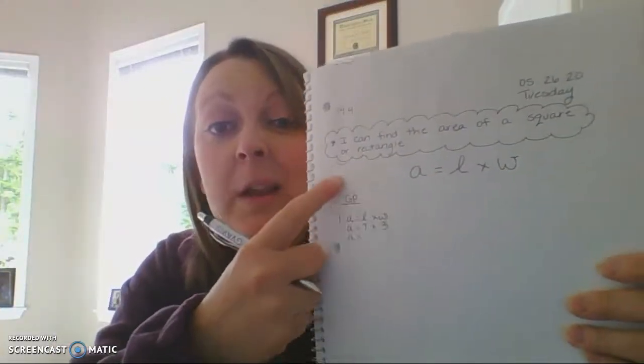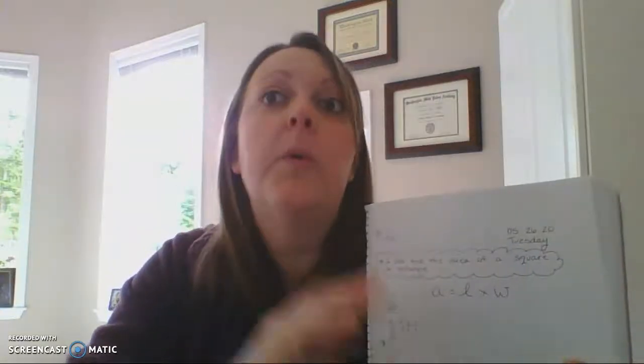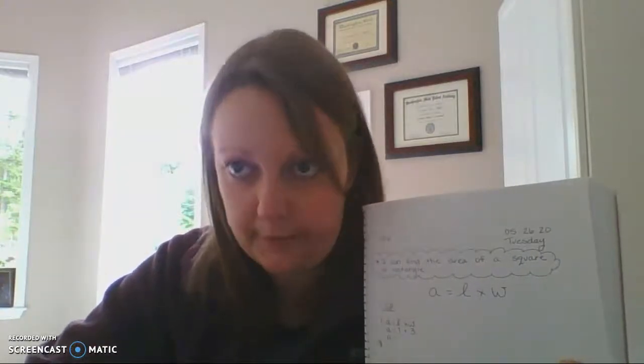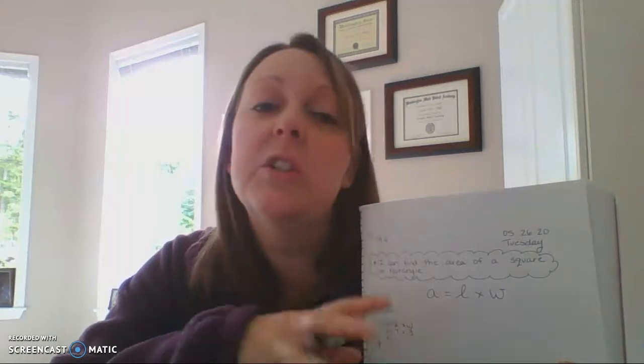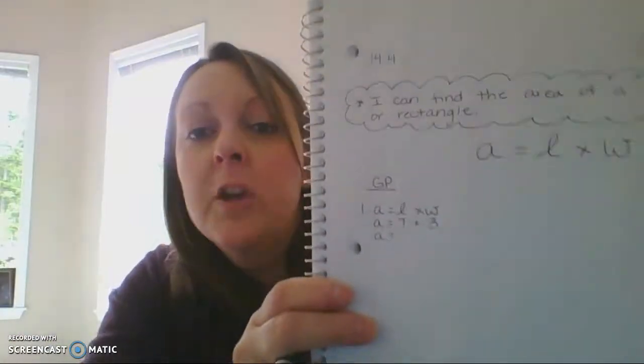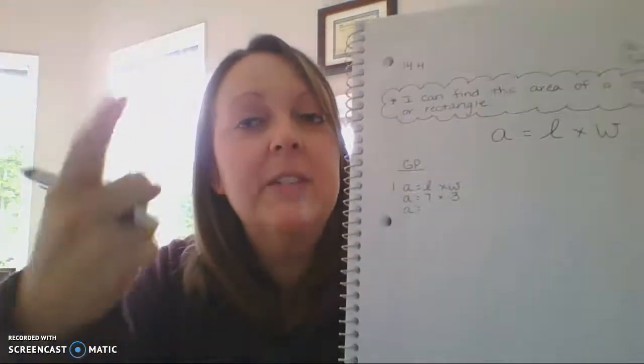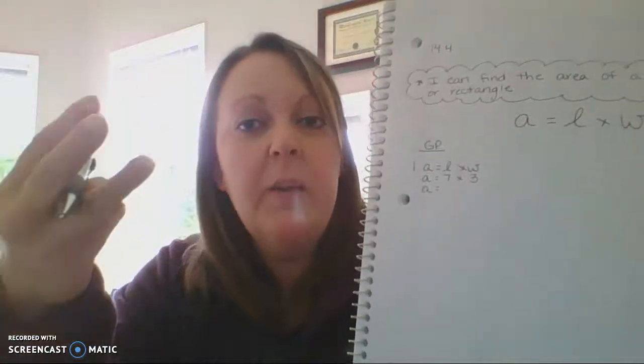This formula, and your grown-ups at home should be able to tell you this also, you'll use it for the rest of your mathematic career, all through grade school and middle school and high school. So it's just a great way to make sure that you memorize area is length times width. So now I have to figure out 7 times 3. So 7, 14, 21. Oh, good job. So 21.